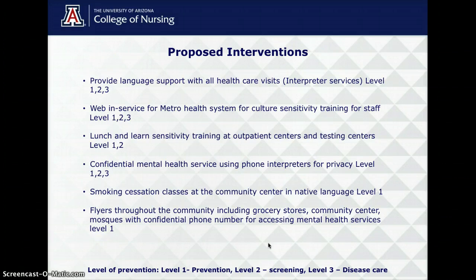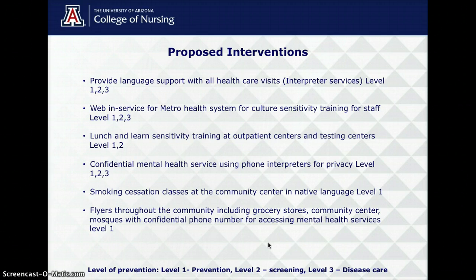For the community that serves these people, I would suggest web-in services. Metro Health has been the service that's been used in the past for this group, and they would provide a culturally sensitive training for the staff, online as well as in person for the outpatient centers and the testing centers.